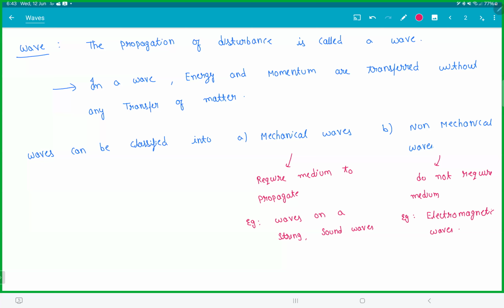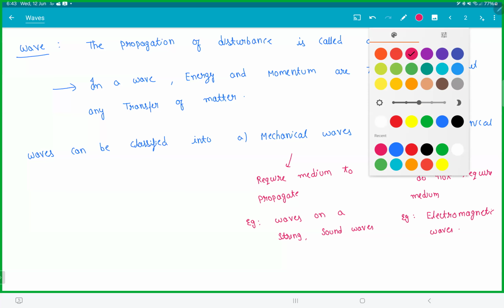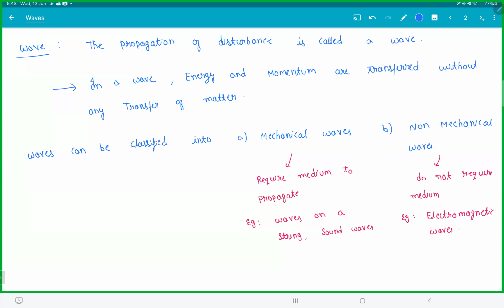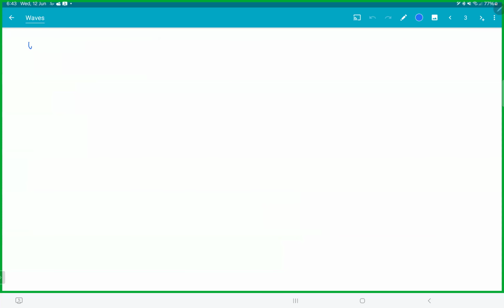Turning the page. Any doubts so far? Clear? Just a theory. Don't worry too much about it. You'll get the PDF anyways. Next. So you can classify waves based on motion of the particles.